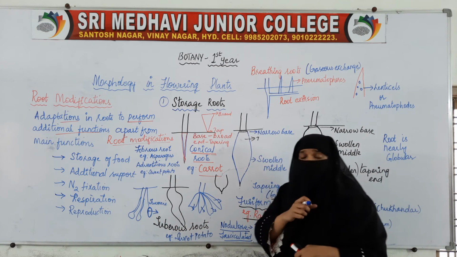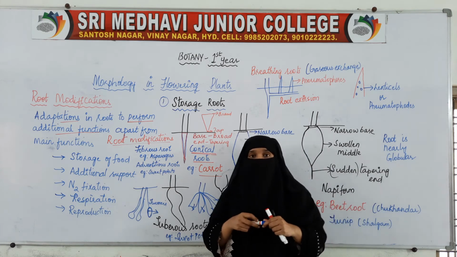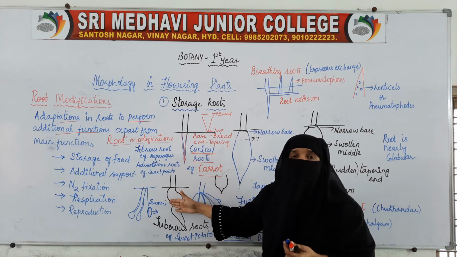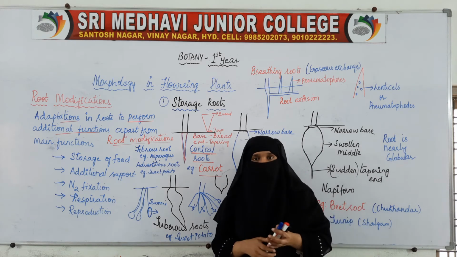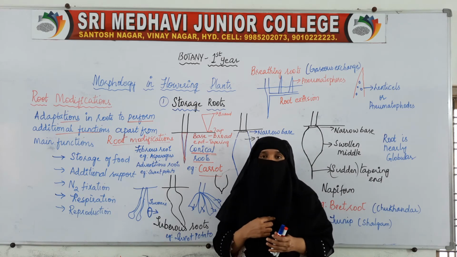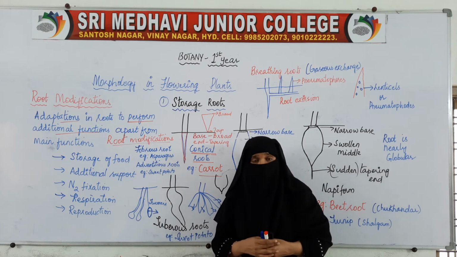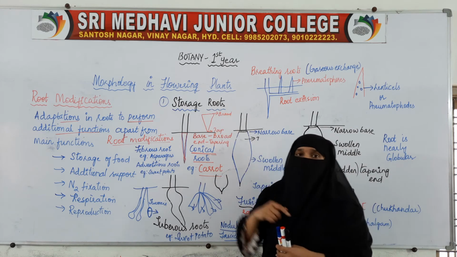So these are the various modifications which we see in both tap roots as well as in adventitious roots to store food material. So the first adaptation of root is to store food material, and the roots which store food material in them are called storage roots.